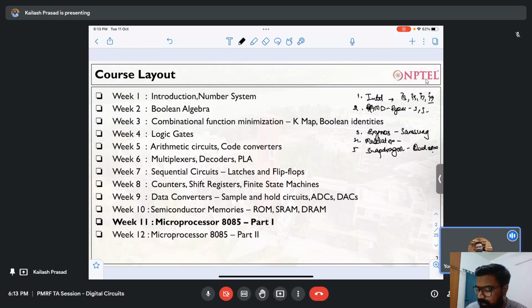All the processors can follow the x86 architecture, the 8086 architecture, or it can be ARM, or it can be RISC-V. You might know all of this: Intel, AMD Ryzen, Exynos, MediaTek, Snapdragon.